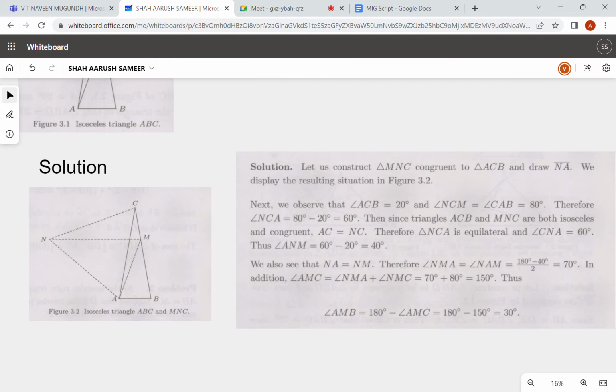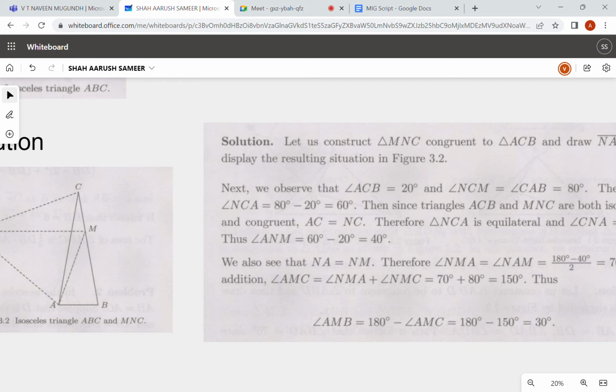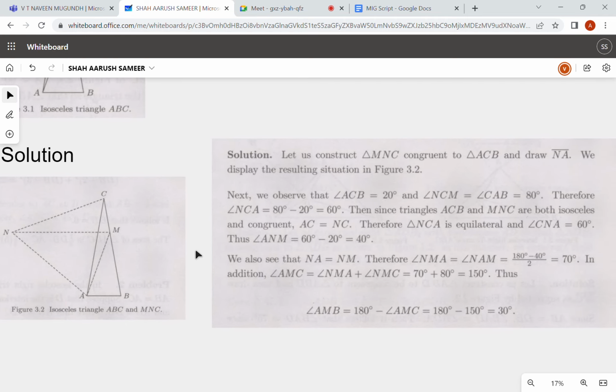So we can first construct a new point N, and our new triangle MNC is going to be congruent to ACB by definition. Then we can draw a line NA, and the resulting situation is displayed in figure 3.2, the diagram on the left. Next, we can observe that angle ACB is equal to 20 degrees and that angle NCM is equal to angle CAB is equal to 80 degrees. Therefore, angle NCA is equal to 80 degrees minus 20 degrees equals 60 degrees.